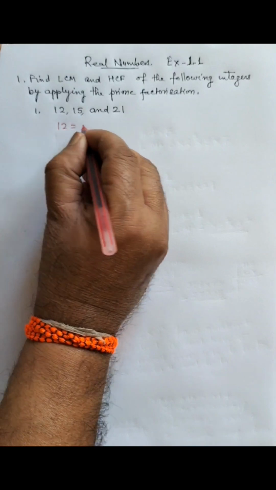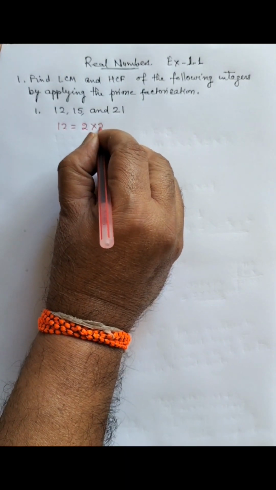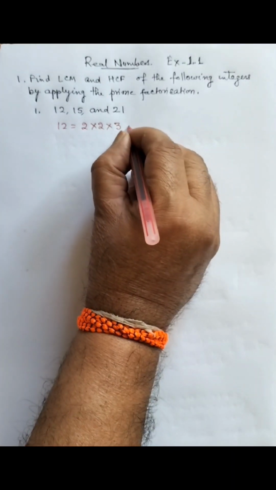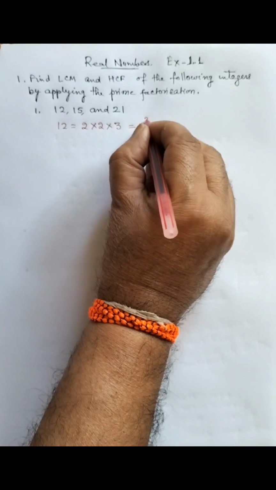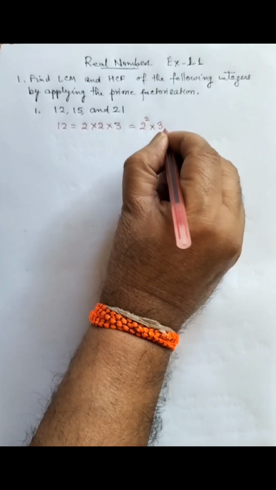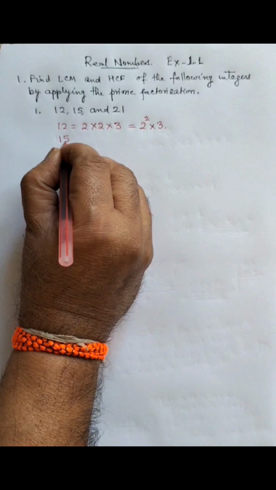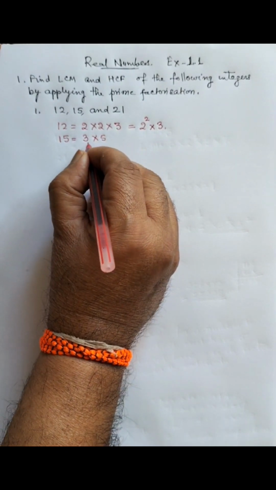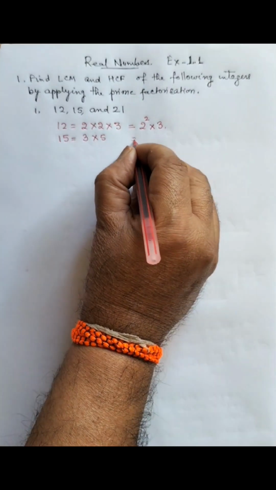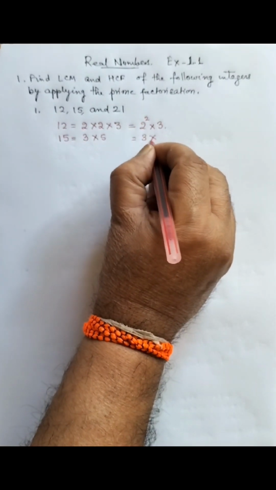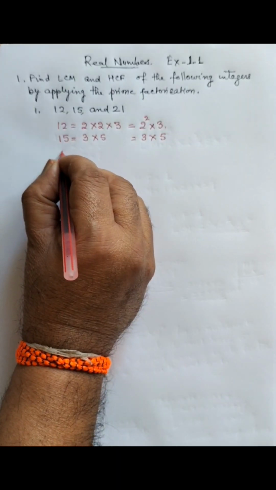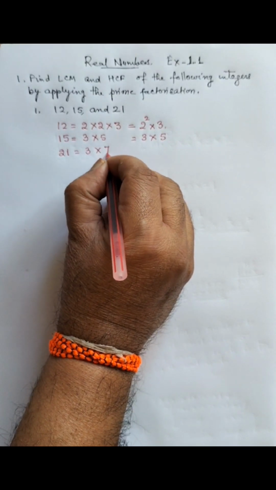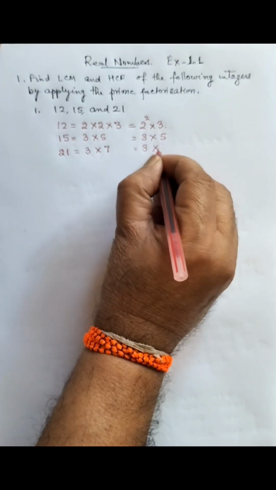12, the prime factors of 12 are 2, 2s are 4, 3s are 12. These 2 and 3 are prime numbers. So the prime factors are 2 square times 3. Similarly, 15 we will factorize as 3 times 5. Both 3 and 5 are prime, so its factors are 3 and 5. And 21 is 3 times 7, that is 3 and 7.